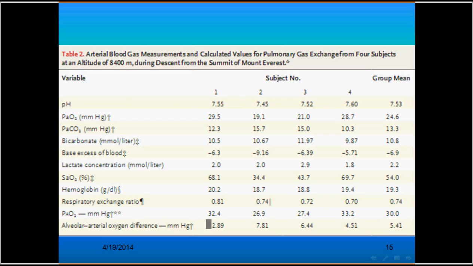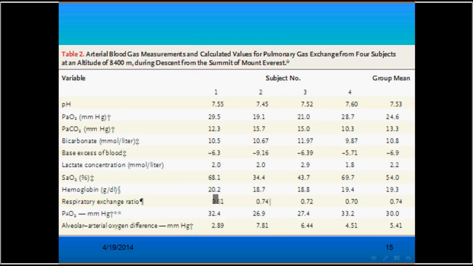This is the alveolar pressure. Alveolar pressure is about 32. Alveolar gradient is about 3. That's why when you look at the arterial oxygen, it is about 30. There's washout of carbon dioxide. At the same time, there is loss of bicarbonate, and base deficit is high, and the patient is alkalotic.